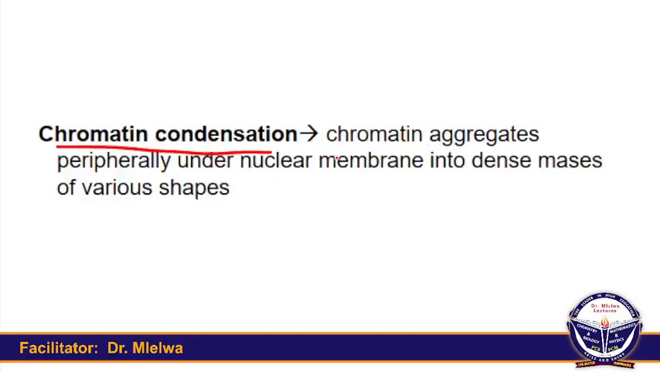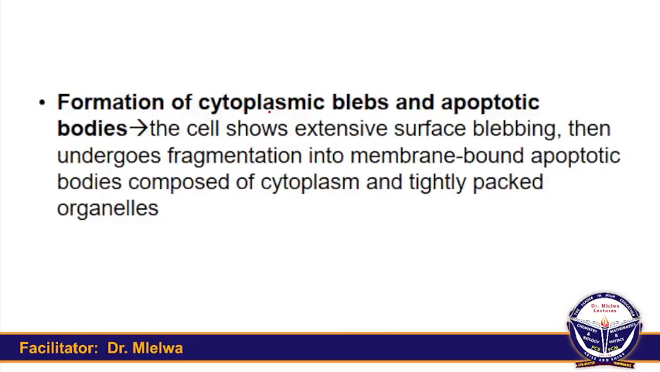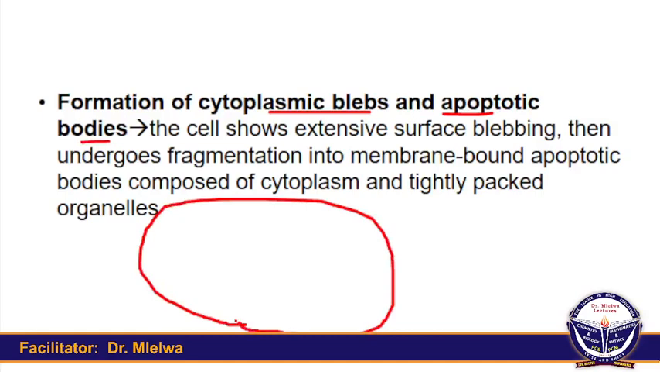We observe cell shrinkage, pia chromatin condensation. Chromatin condensation: the chromatin aggregates peripherally under the nuclear membrane into dense masses of various shapes. Kama hii ndio nucleus, basi chromatin inakuwa kwenye masses huko karibia na nuclear membrane, unaona kuna masses of chromatin zinakuwa ziko huko. Lakini pia formation of cytoplasmic blebs and the apoptotic bodies. Cytoplasmic blebs ni kama cell surface membrane ambayo utaiona. Cytoplasmic blebs ikitokea inakuwa hivi.